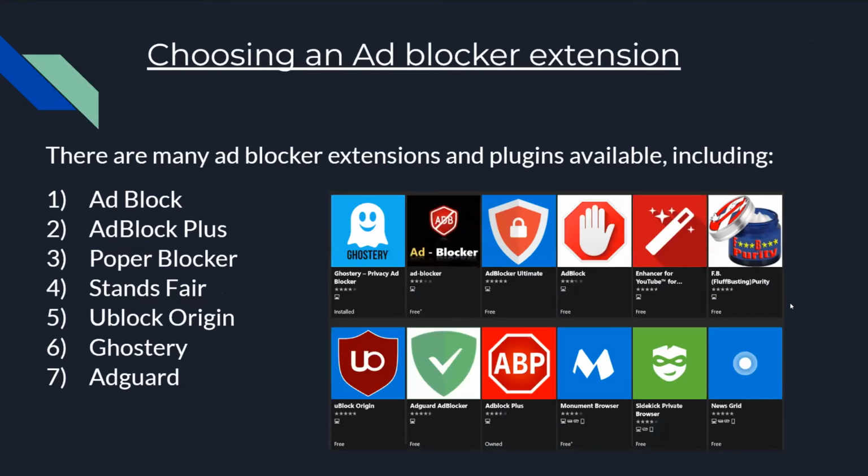There are many ad blocker extensions and plugins available, including Adblock, which I see ads for all the time, Adblock Plus, Popper Blocker, Stansphere, uBlock Origin, Ghostery, and AdGuard.